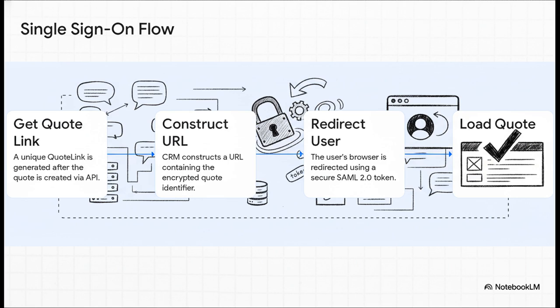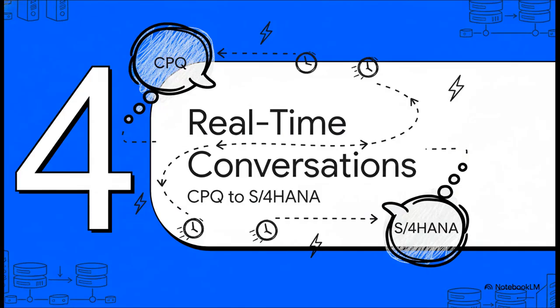This whole flow is designed to feel completely invisible to the user. But behind the scenes, there's a lightning-fast conversation happening. The middleware, CPI, creates a new quote in CPQ and sends its unique ID back to the CRM. The CRM then builds a special URL with that ID and redirects the user's browser using that secure SAML token we talked about. CPQ catches the request, validates the token, and boom, the exact quote the user needs is loaded on the screen, instantly.